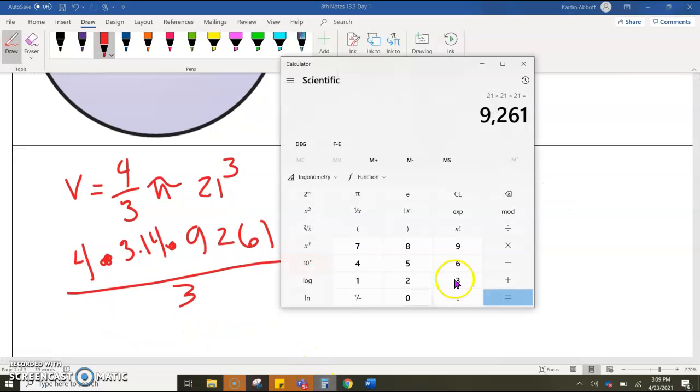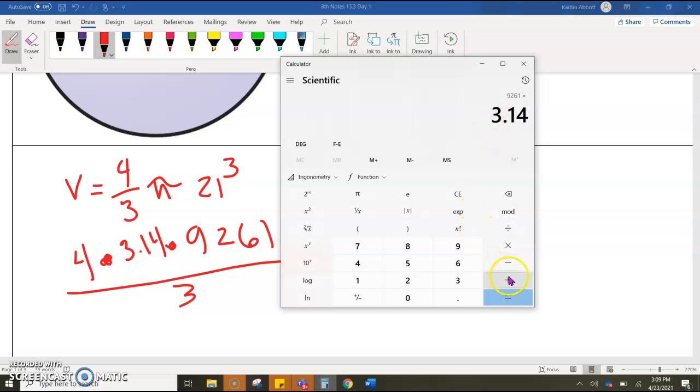This is all calculator work, ladies and gents. So I'm going to leave that big number in there. I'm going to multiply by 3.14. Remember, type in 3.14. Don't type in the pi button, wherever it is here. Because the pi button gives you the whole number of pi, and it's going to make your answer a little bit different than what the textbook or anything else has.